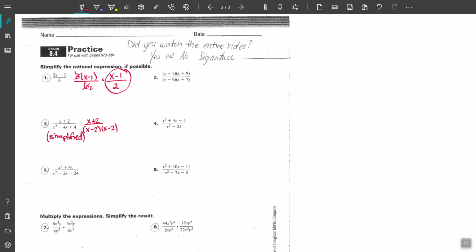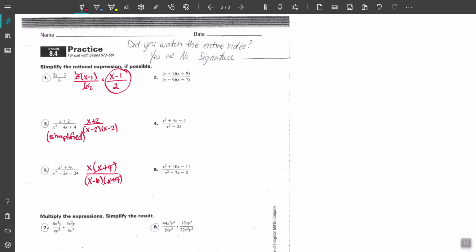Number 5, we're going to pull the GCF out of the numerator. And then we'll factor the bottom. And now we can see that the x plus 4 is a factor in the numerator as well as in the denominator. So those two cancel down to 1. Right? We're just dividing them out because remember, all these terms are being multiplied together. So we're just reducing the fraction.